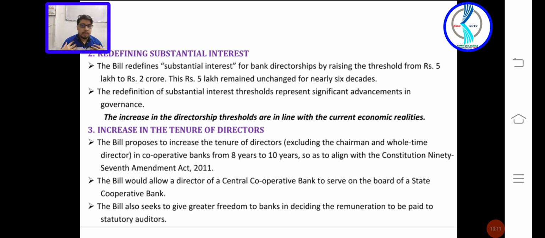Let's say I hold 5 lakh rupees in one bank, let's say State Bank of India, and I am capable to become a manager, but I am not going to become manager because why?